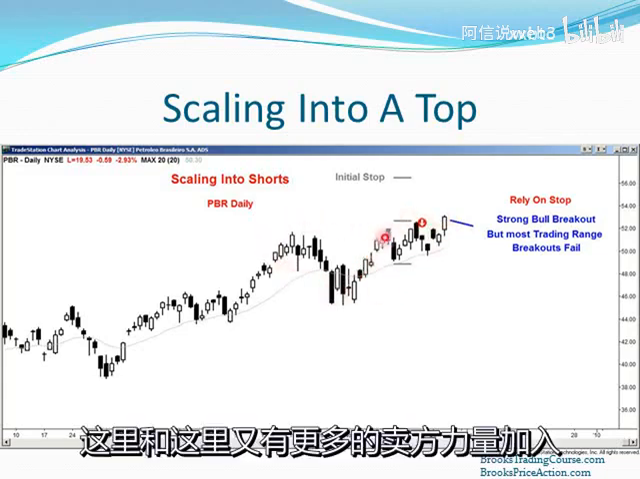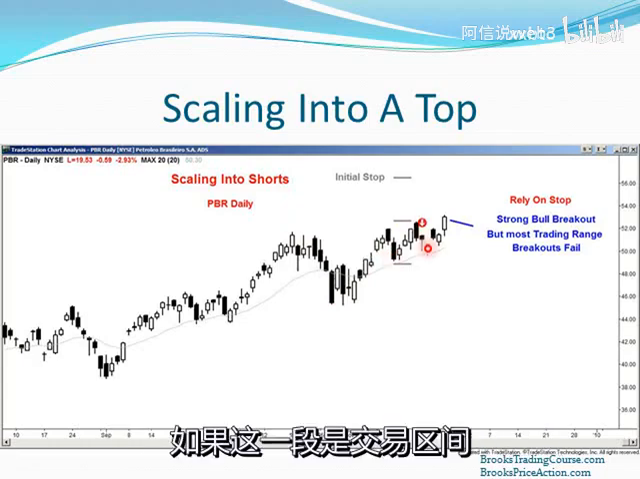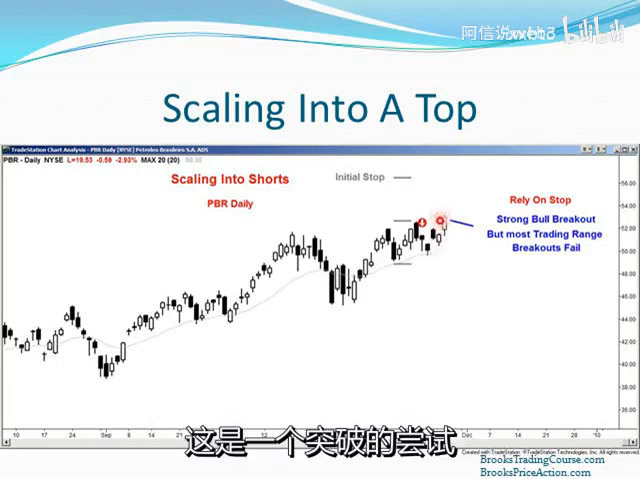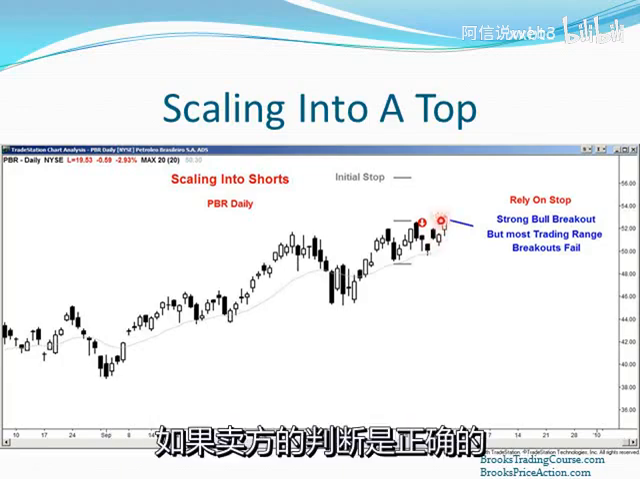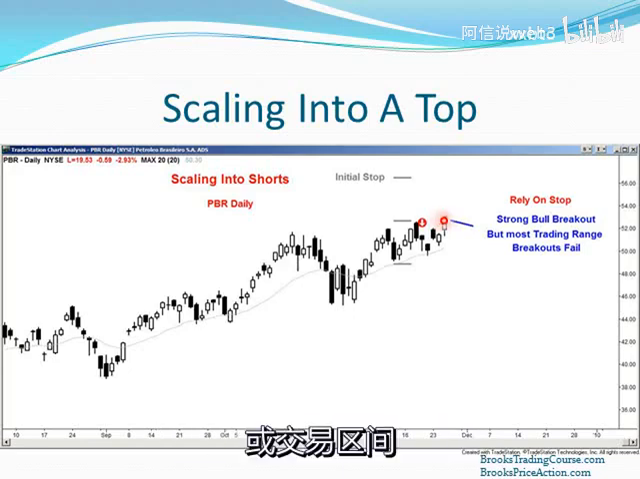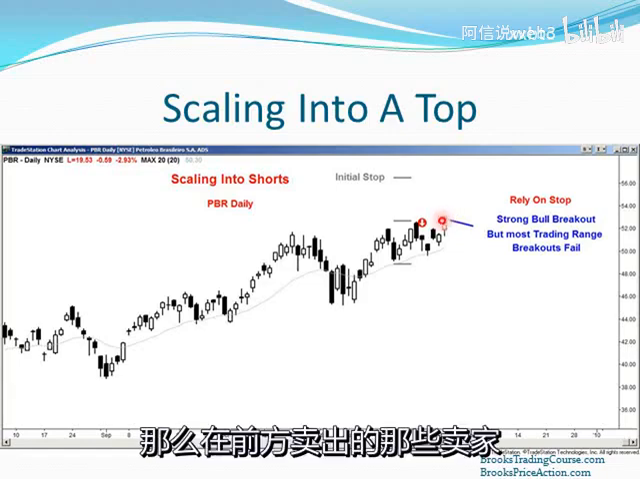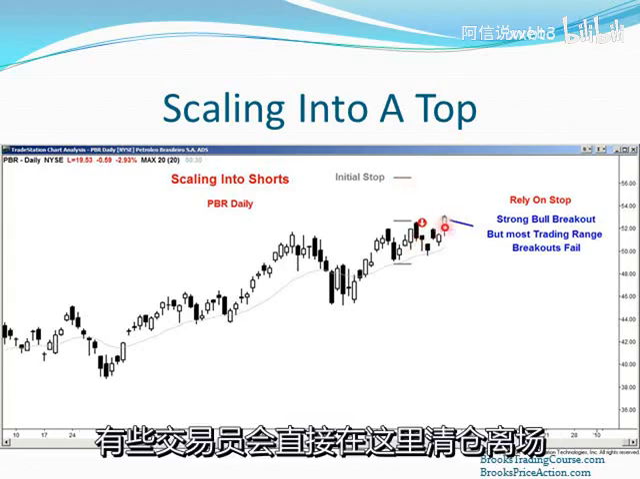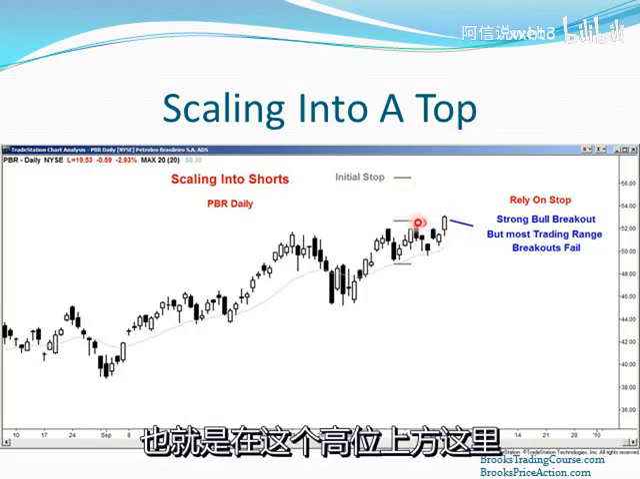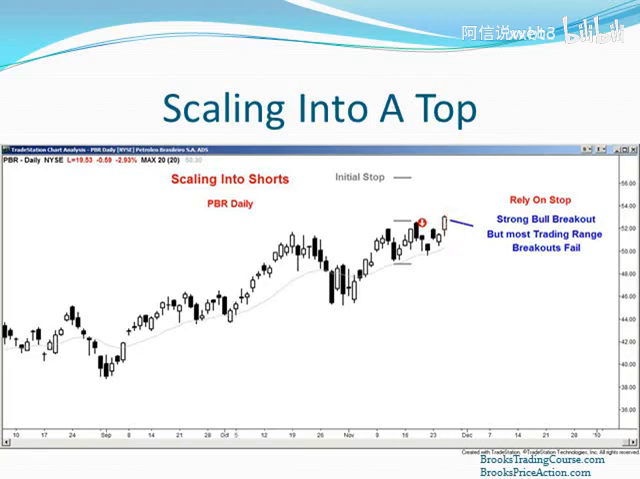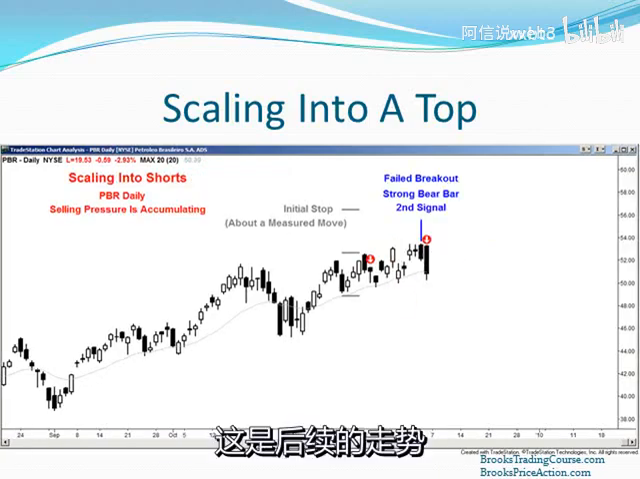We have a lot of selling pressure here, and then more selling pressure here and here. If this is a trading range, most trading range breakouts will fail. This is an attempt to break out. So if the bears are right that this is a major trend reversal or a trading range, this breakout should fail. And these bears who shorted down here might rely on their initial stop up here and take a chance that this breakout will fail. Some traders would simply get out above this high, and if this reverses again, short again. And this is what happened.